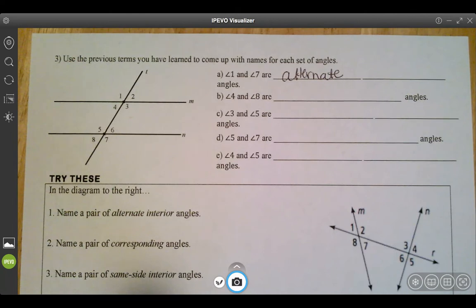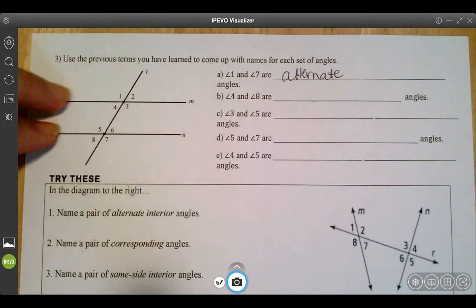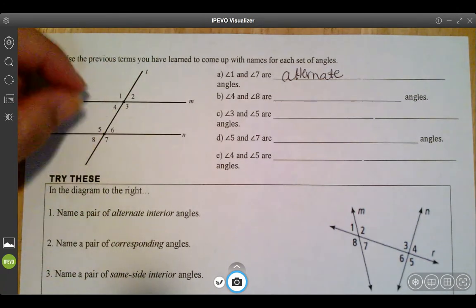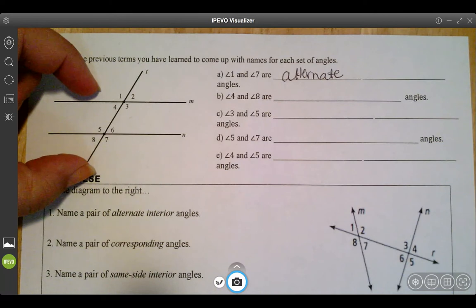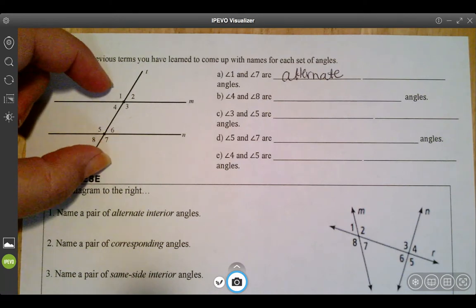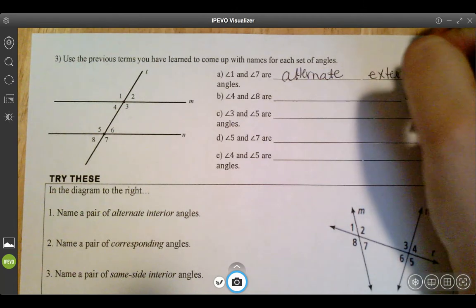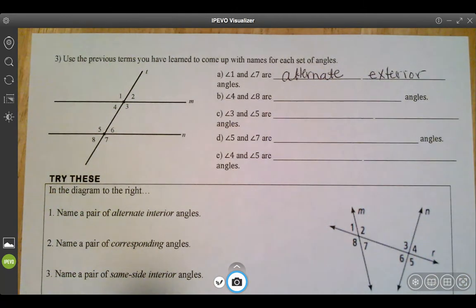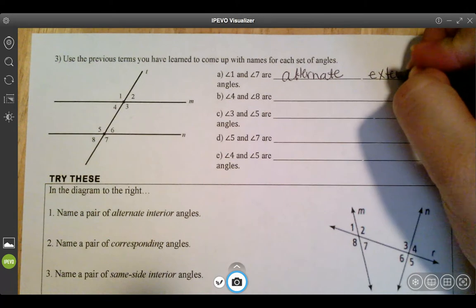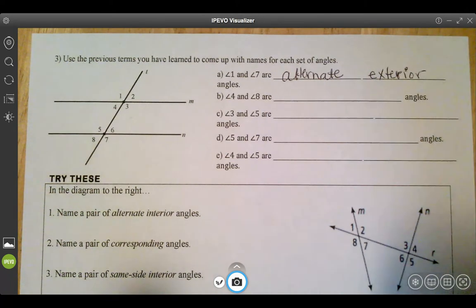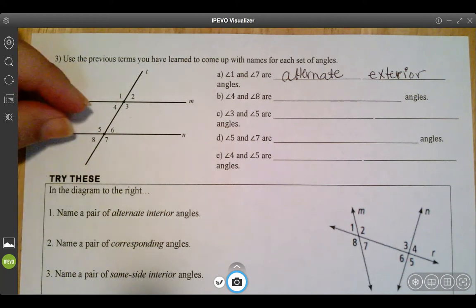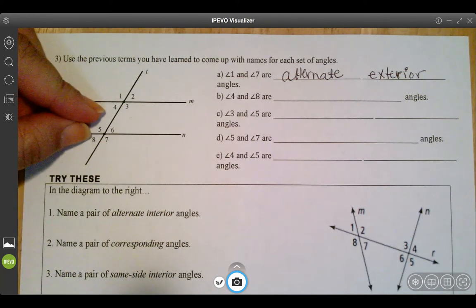And then the second part is to say, are they on the inside of the lines or on the outside of the lines? So we're looking now at the lines that the transversal goes through. Are they on the inside or the outside? Now, angle 1 and 7 are on the outside of those lines, so they are alternate exterior angles. Alternate exterior angles. Let's look at angles 4 and 8. Angles 4 and 8 here.